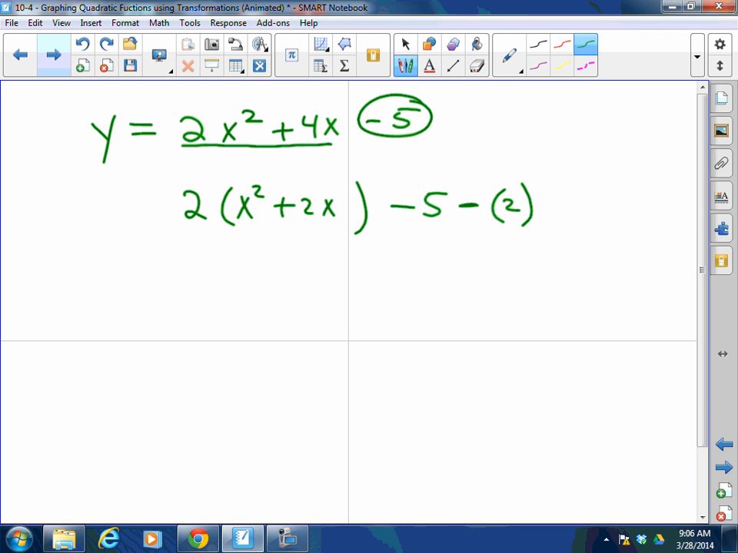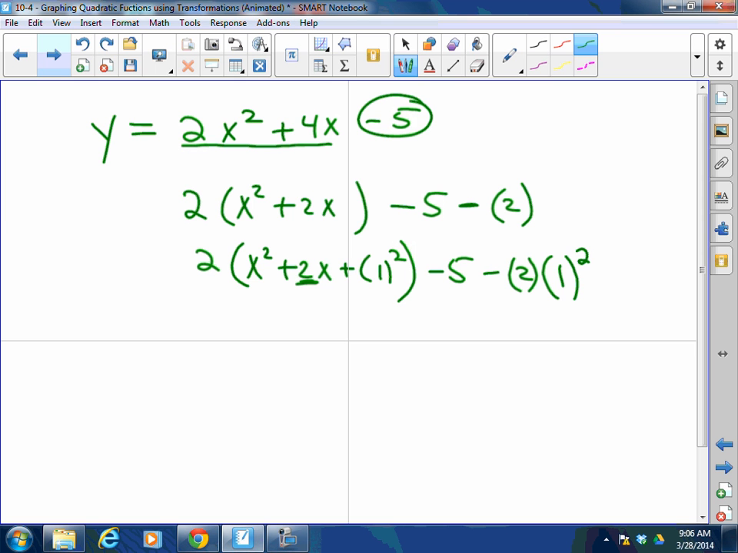You with me? Now complete the square. x squared plus 2x plus b over 2, which is 1 squared, minus the c, minus the a that you factored out, times the b over 2 squared. Does it make sense? Now it's Mickey Mouse. 2 times x plus 1 squared. That's negative 2, so minus 7.